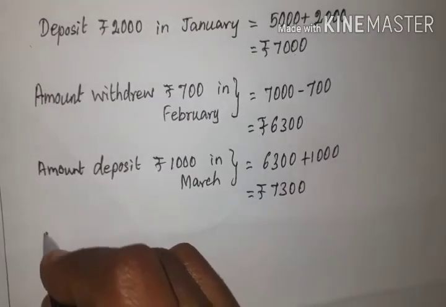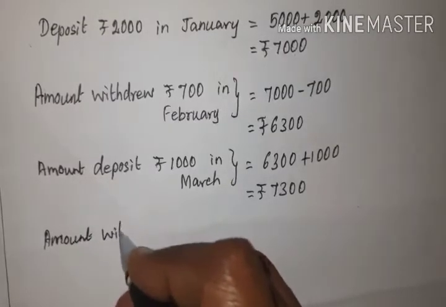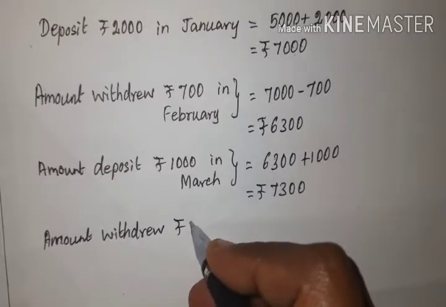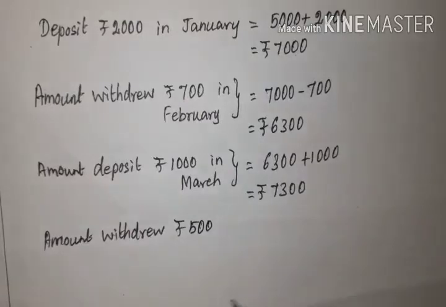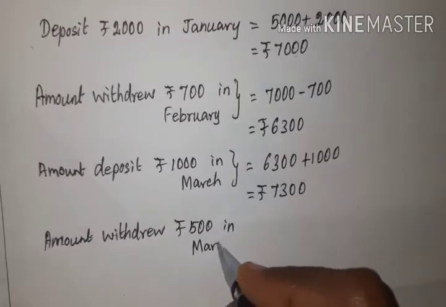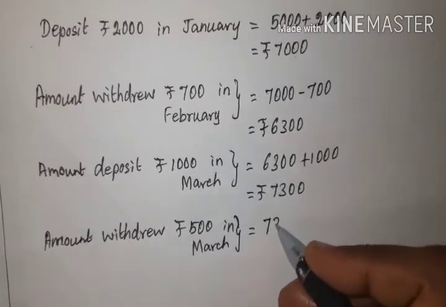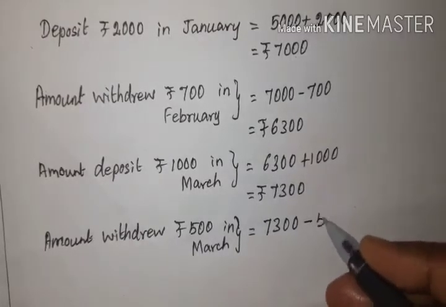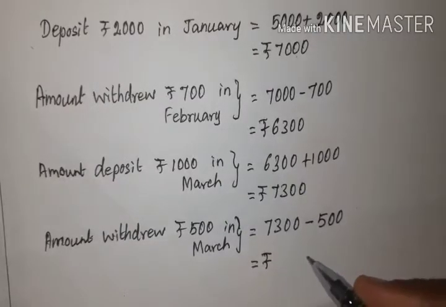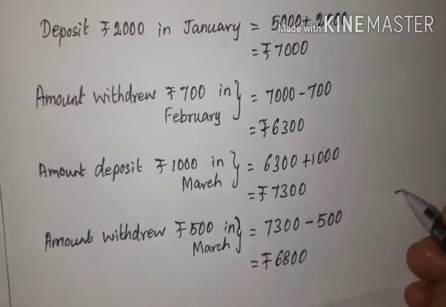Amount rupees 500 in March equal to 7300 minus 500 equal to rupees 6800. Subtract and write the value.